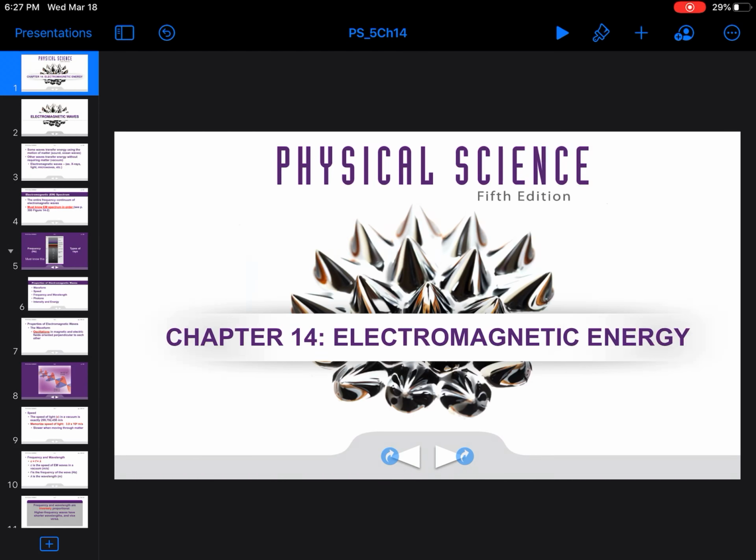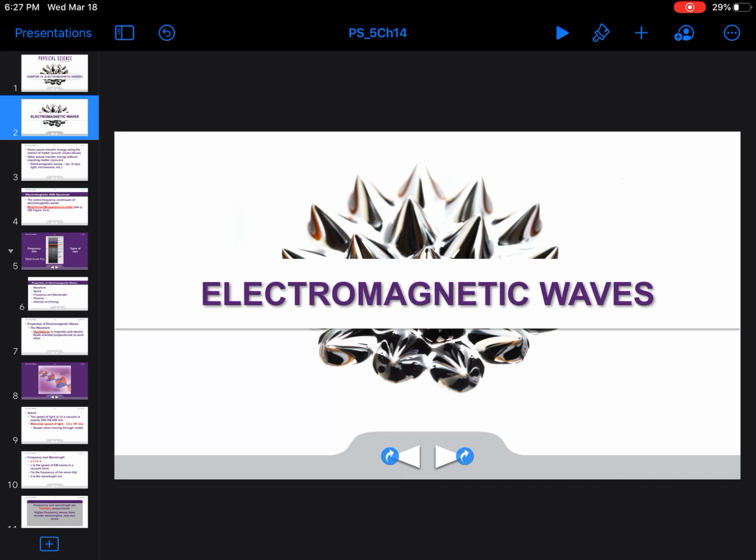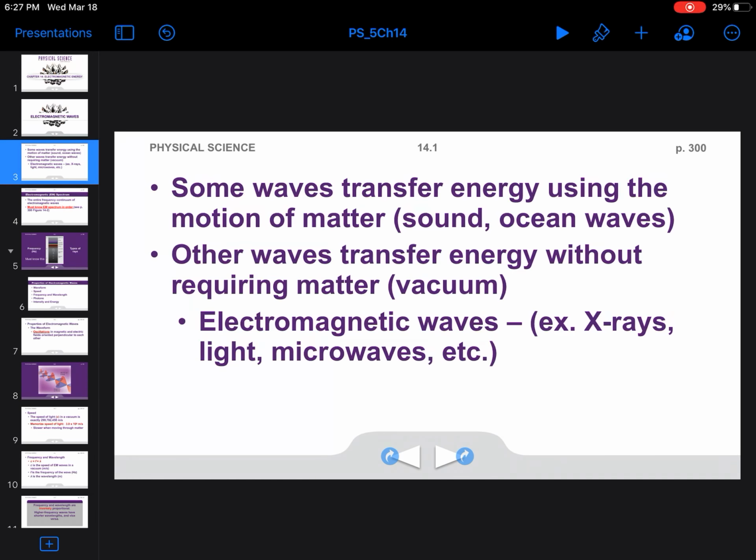Today we'll be discussing chapter 14, electromagnetic energy. As you can see here specifically, we'll be focusing on electromagnetic waves. Here you can see that some waves transfer energy using the motion of matter. And here you can see examples of that in parentheses, both sound and ocean waves.